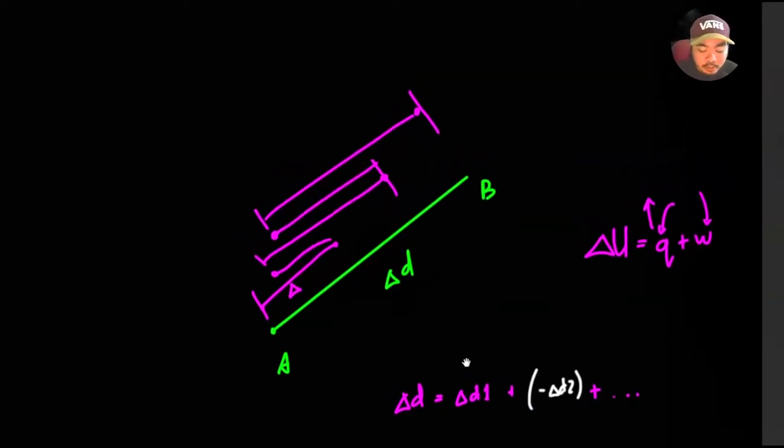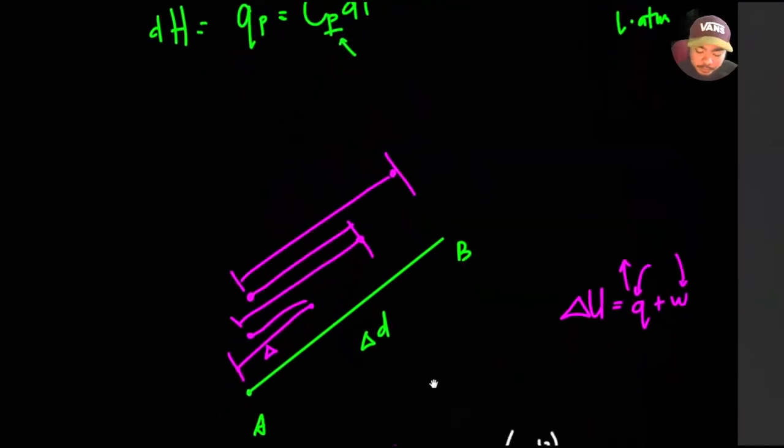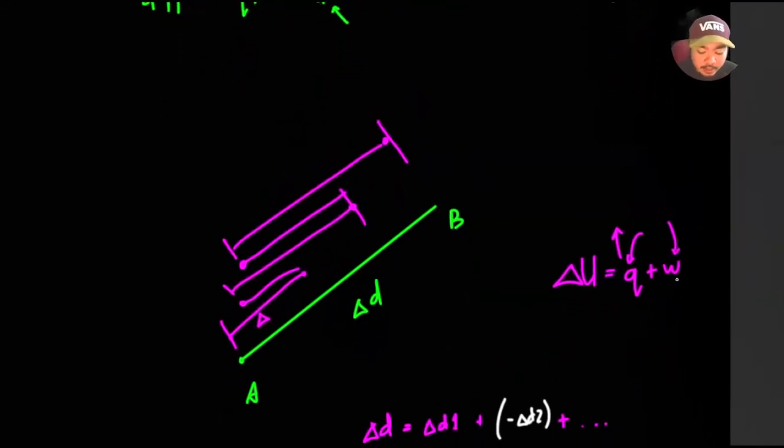Parang ganyan. At least that's my analogy kung bakit mas gusto ko yung Q plus W, no? Pero our convention is Q minus W, para set na natin na work will always have a negative component if it is done by the system. Tapos done by the system meaning yung system nyo yung nag-exert ng pressure volume work doon sa surroundings natin.